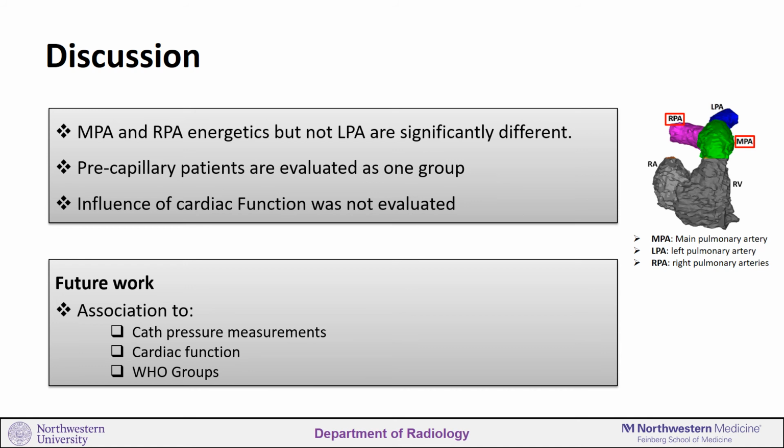The second potential reason could be that some of these pre-capillary patients might not be purely pre-capillary, because there is a coupling between left and right heart dysfunction, and some of these patients may actually exhibit some degree of left heart disease. That will be our future work: to look into the cardiac function in these patients, as well as the association with the cath pressure measurements, and the different WHO groups.